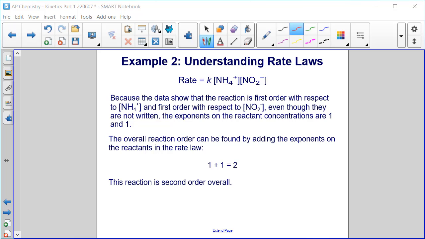Because the data show that the reaction is first order with respect to NH4 plus and first order with respect to NO2 minus, even though they are not written, the exponents on the reactant concentrations are 1 and 1. So I have a 1 here for first order and a 1 here for first order. Of course, you don't write those because any value raised to the first power is just that value, right? The overall reaction order then can be found by simply adding the exponents on the reactants in the rate law. So 1 plus 1 in this case is 2. So the reaction is second order overall.